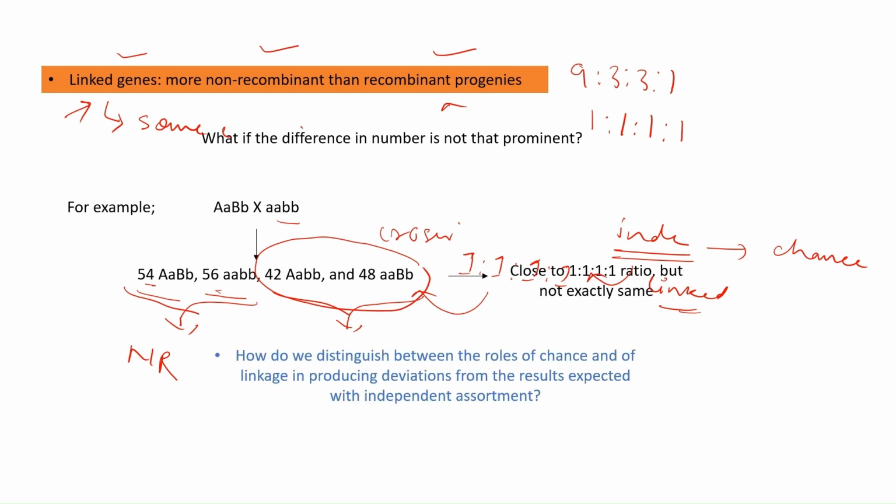So how do we distinguish between the roles of chance and of linkage in producing deviation from the result? Let's first examine the test cross ratio in a cockroach to see whether there is a deviation. That means the hypothesis we need to test is whether a deviation is there or not. Correct? So we hypothesize that there is a deviation.